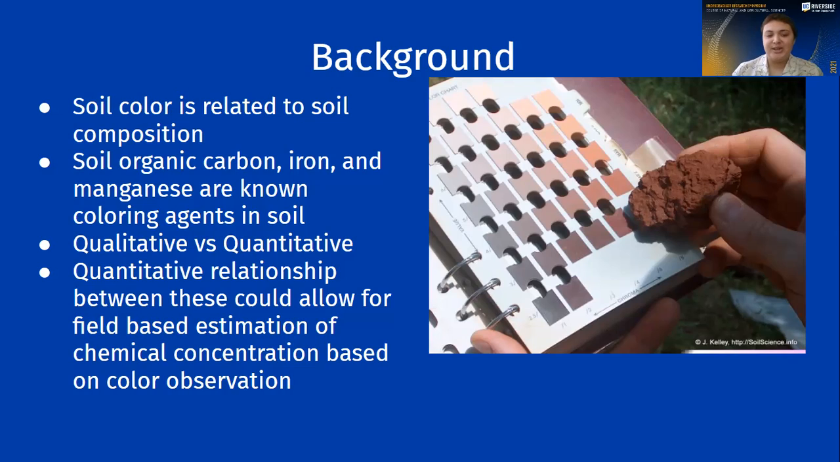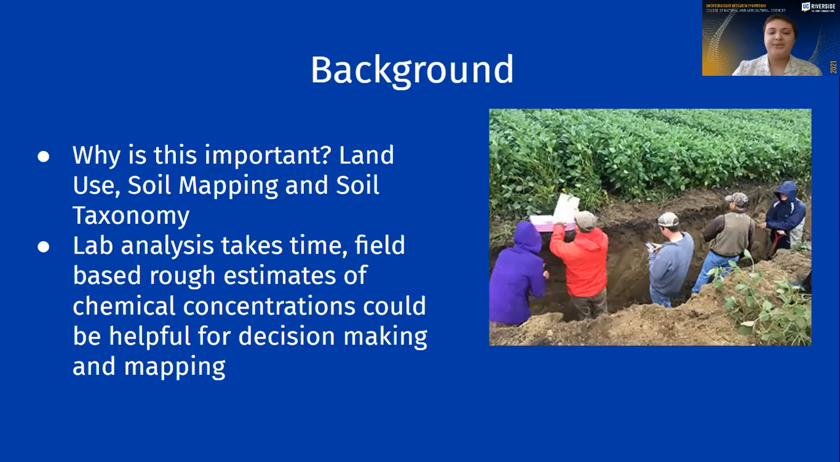But the chemical concentrations of constituents in the soil, that is a quantitative relationship. It requires sampling in the field, and it requires for that sample to be taken back to the lab for further analysis. So the big idea and question we had going into this was if we could draw a quantitative relationship between the soil color and the concentration of these constituents in the soil that are known to color the soil, could we perhaps make a field-based estimation of these concentrations just based on the observation of the color in the field?